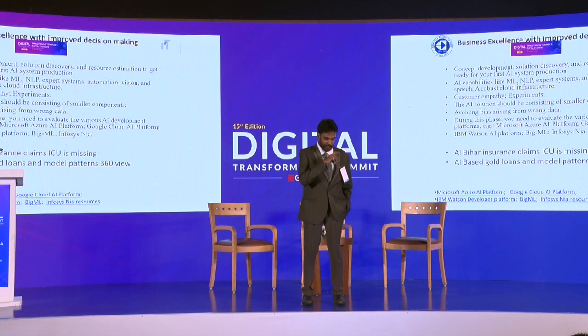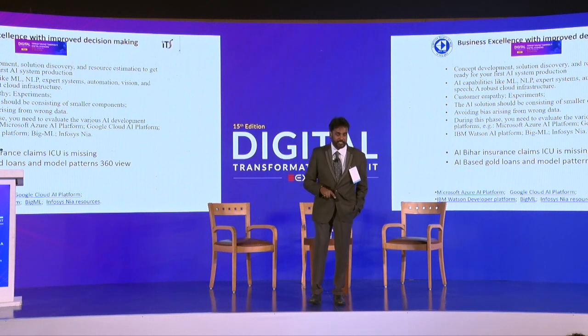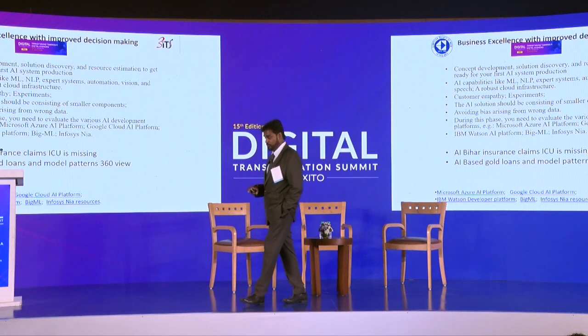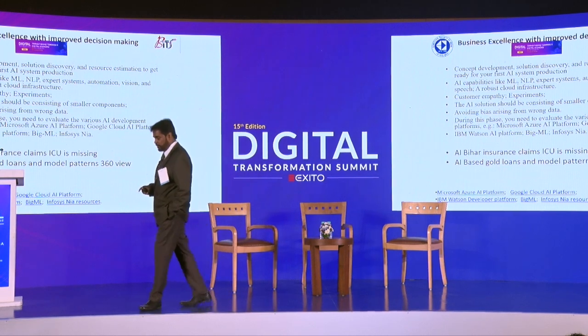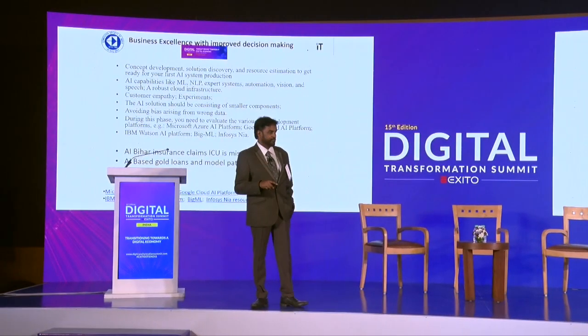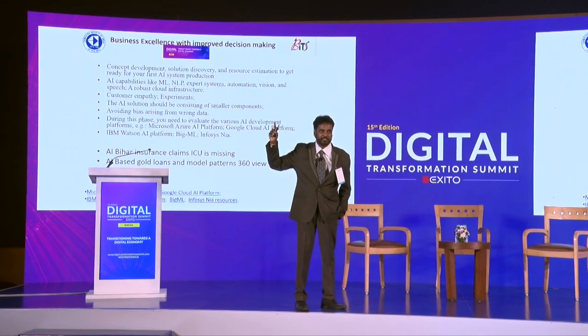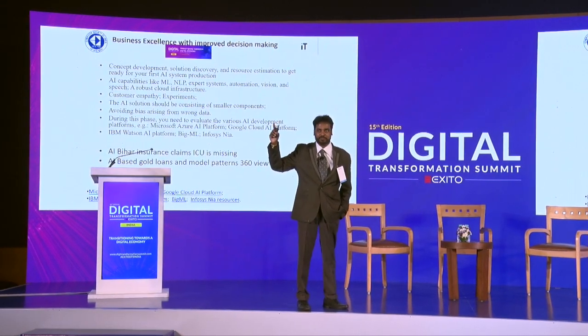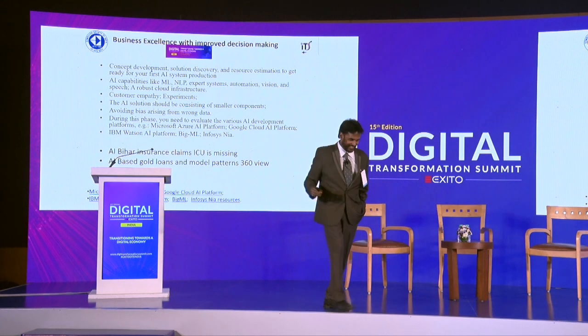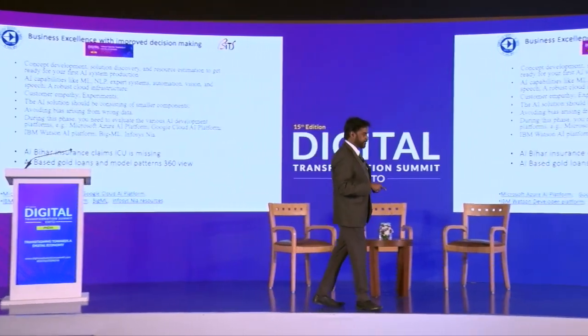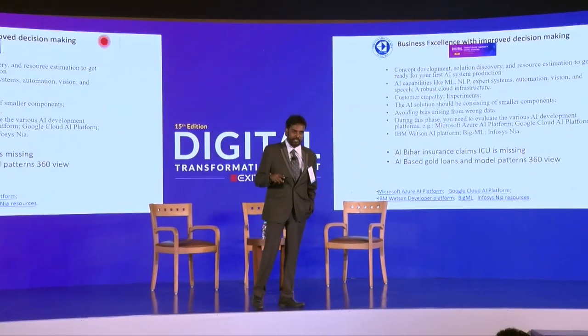So I have put two examples here. One, the Bihar insurance claim where ICU is missing. The initial report of the insurance information is what? Especially, how many people are Biharis here? Okay, good. So a report was generated to say that in Bihar people do take more claims.